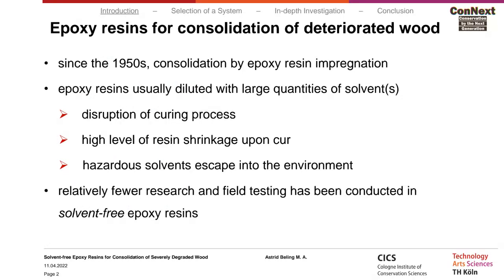Epoxy resins as consolidants for degraded wood have been in use since the 1950s. Epoxy resins are more rarely used than polyacrylates in solution, and less research is carried out. And the research was able to indicate that epoxy resins can increase the mechanical properties of the consolidated wood significantly better than polyacrylates like Acryloid B72, and that's one important criterion.